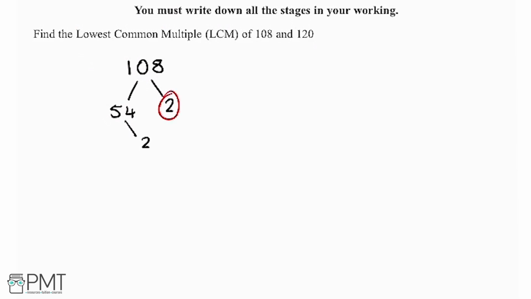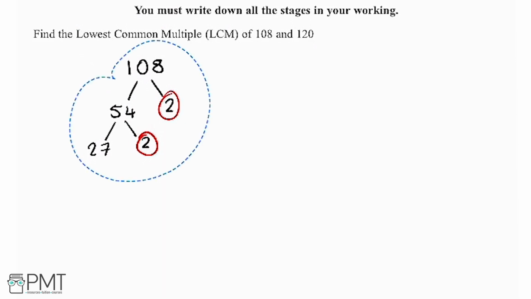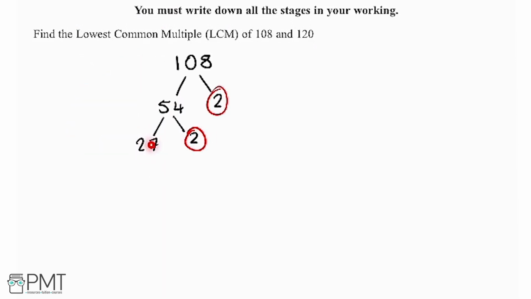Okay, again, 2 is a factor. What's the other factor? In this case, it will be 27, because 27 times 2 is 54. So here we've reached another prime factor. So I'm going to stop that branch there, and now we can carry on with this one. It's an odd number, so it doesn't divide by 2. So we can do 3. We'll divide by 3, and the other one will be 9, because 9 times 3 is 27.